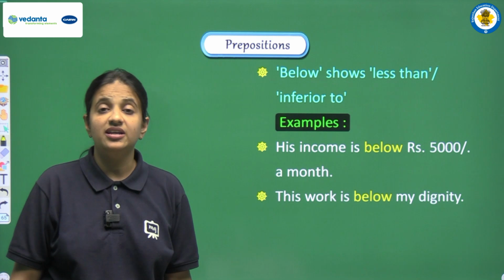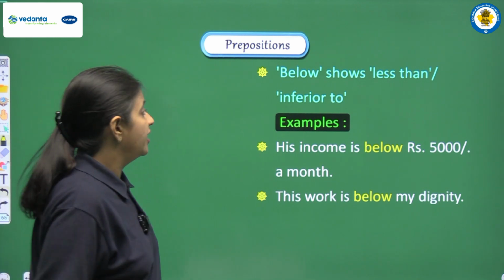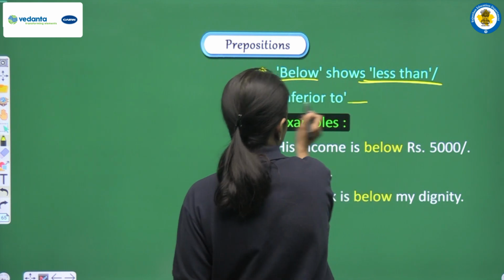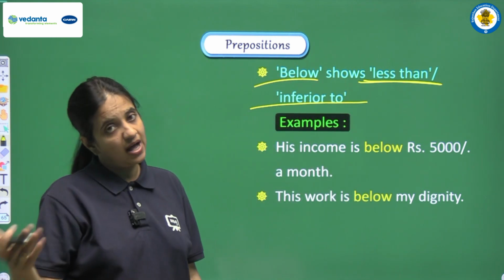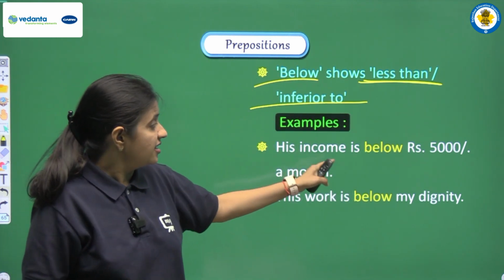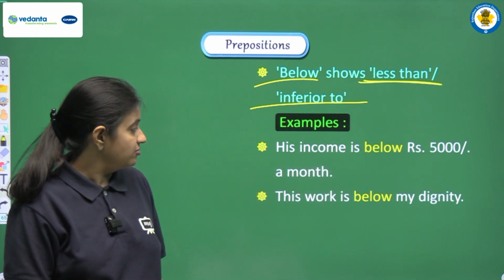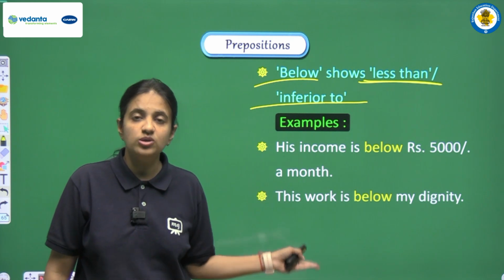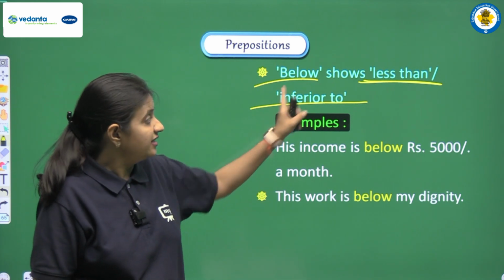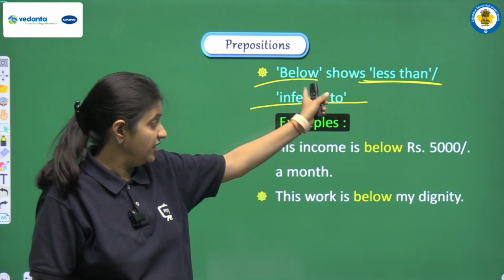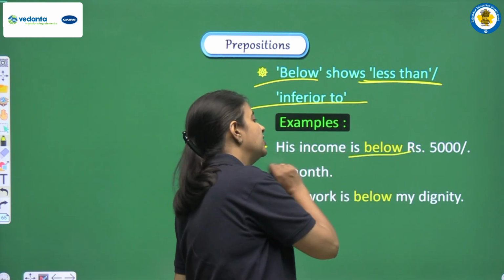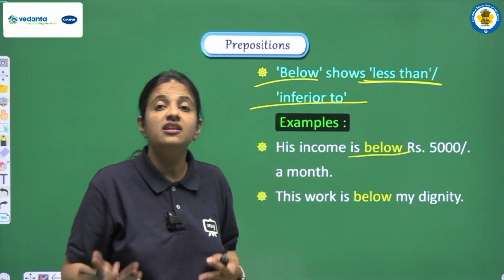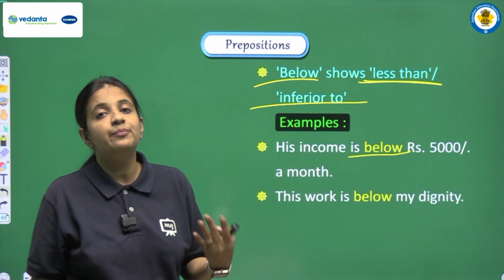So yes, below has another use also, and with the help of below we can also indicate the meaning of less than, or we can say inferior to. How? Let's see the examples. His income is below ₹5,000 a month. So yes, below also has this particular use when it can indicate the meaning of less than, or we can say inferior to. So when we have below in this sentence, with the help of below we are showing that his income is less than ₹5,000 per month.